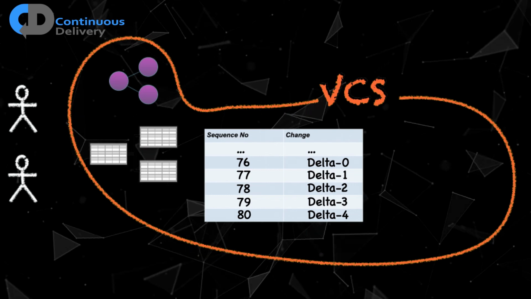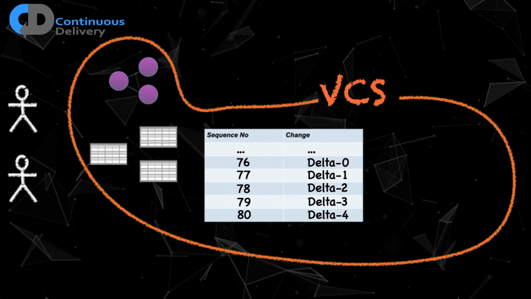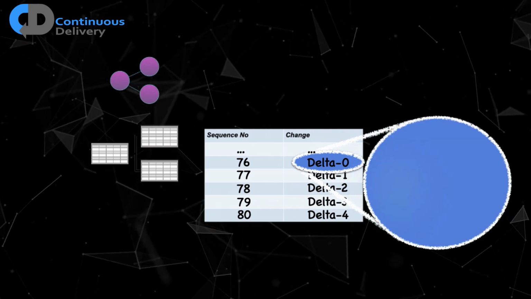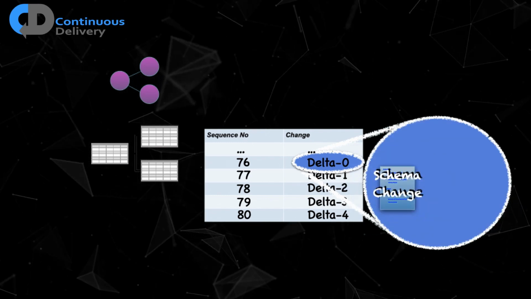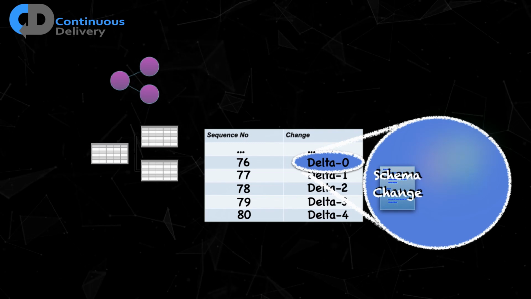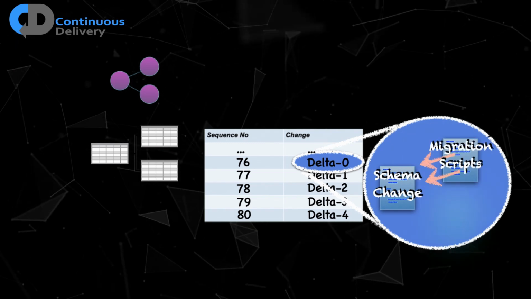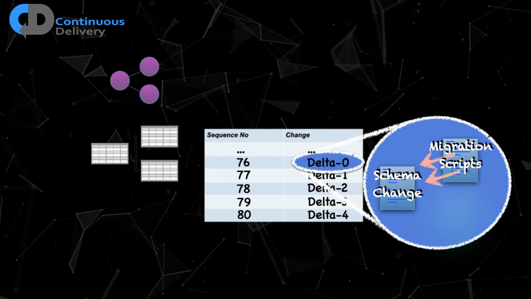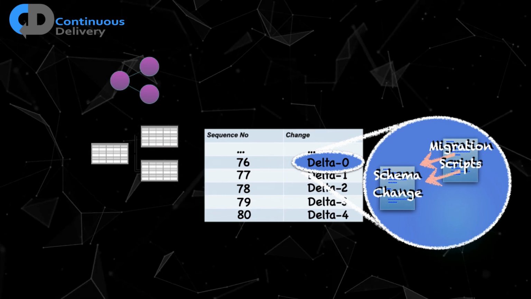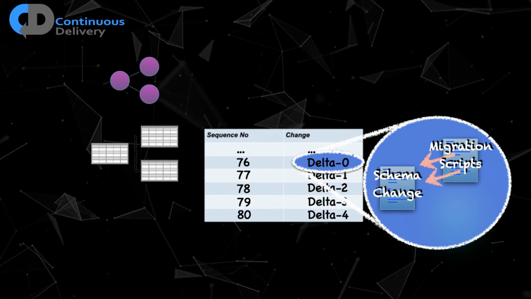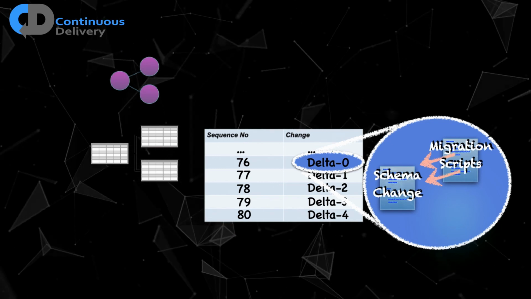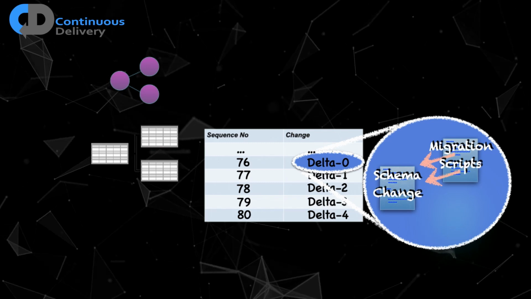So what does one of these delta scripts look like? We're going to have some instructions that describe this change to the data schema. And then some instructions that tell us how to move data, how to migrate data from the previous version of the schema to this new version. So in this case, from version 75, presumably, to version 76.